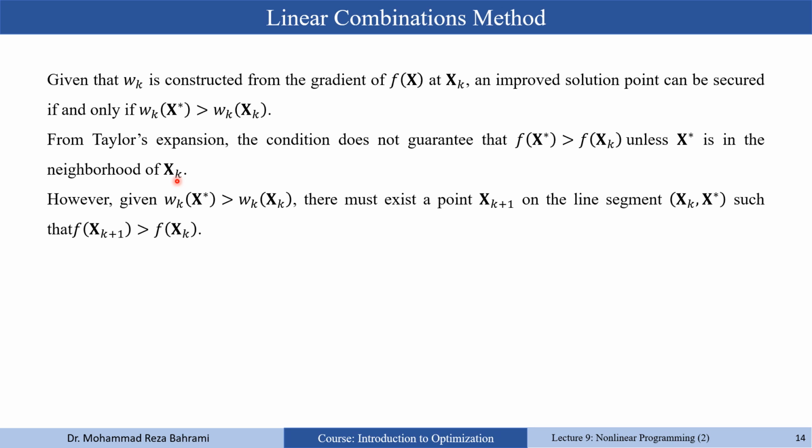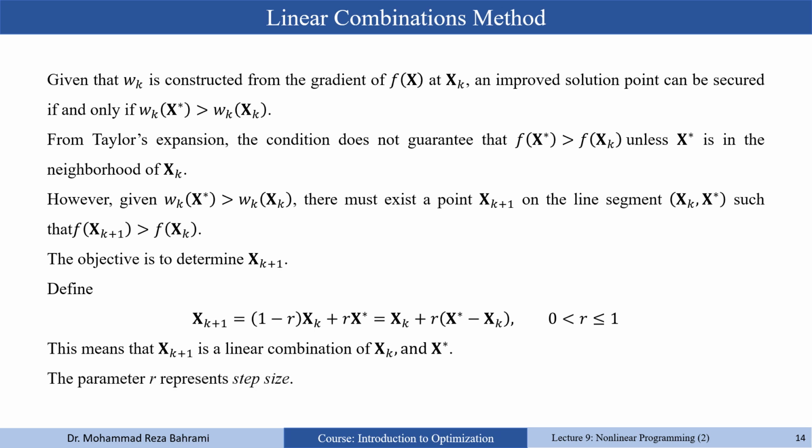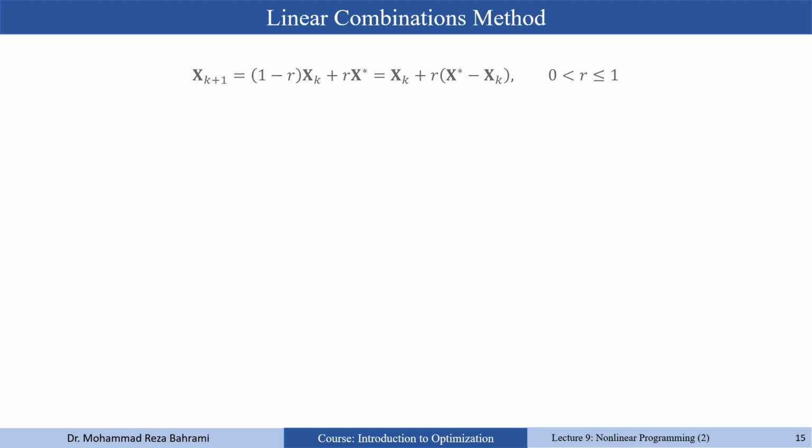Okay, so here I will jump to the formula. We want to find the next point. So the objective is to go from xk to xk plus 1. So we are using the formula that we already used previously. So we are using the step size. So this means that xk plus 1 is a linear combination of xk and x optimal. So this is the thing, they are a linear combination. r is the step size, and we want to have the best value for it.